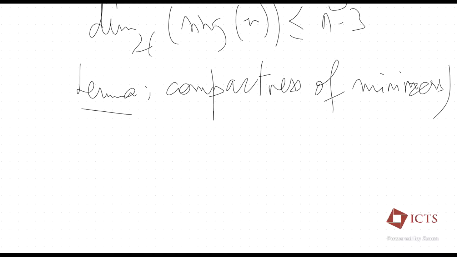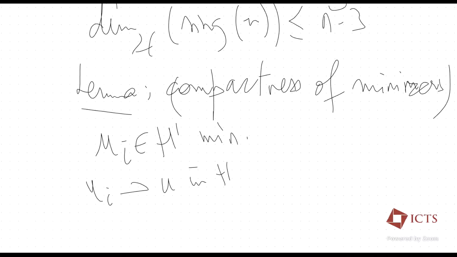Okay, so let me state it. There is no easy proof of this lemma either, by the way. If you take a sequence u_i of minimizing maps, and if u_i is weakly converging to u in H1, then actually it's compact. So u_i is strongly converging in H1, and u is a minimizer.